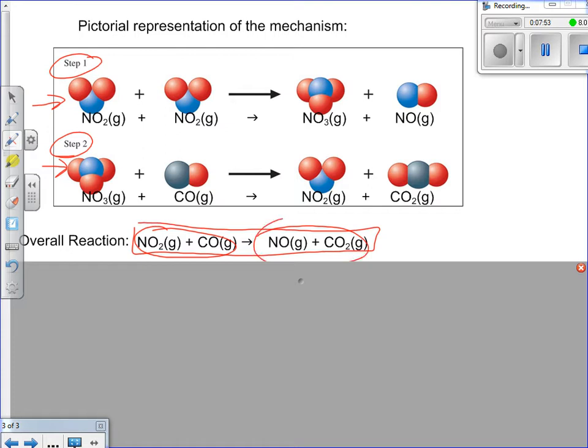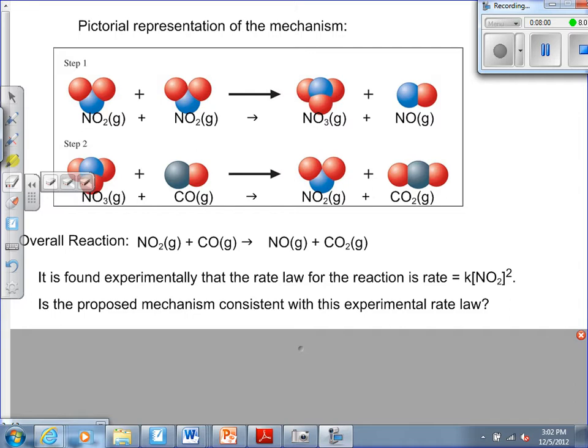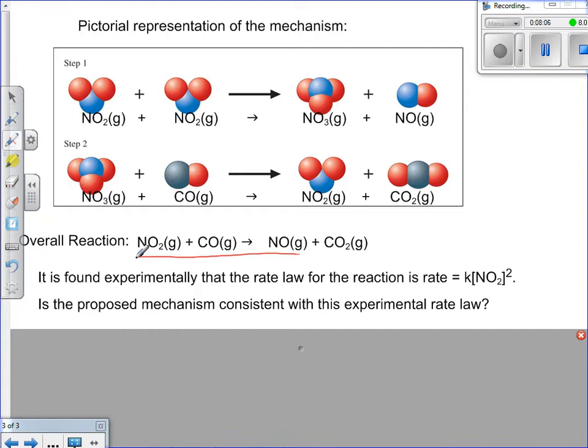According to our mechanism, we don't know if this mechanism is correct or not. Mechanisms are proposed. So we've shown that the mechanism is consistent with the overall reaction. When we add up the mechanism, we do get back the overall reaction. So far, the mechanism is consistent with the reaction. Now we want to check, is the mechanism consistent with the experimental rate law?